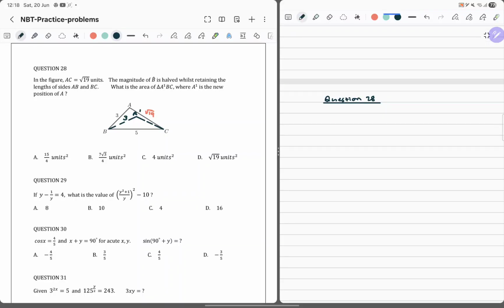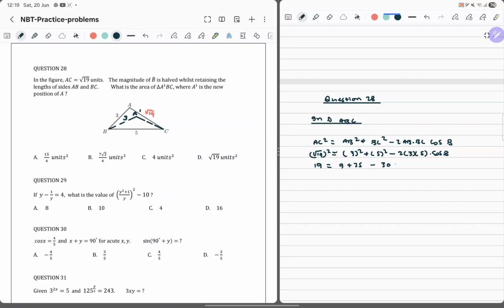Let's start properly. We know that in triangle ABC, AC squared is going to be equal to AB squared plus BC squared minus 2 AB times BC cos of B. Now this is root 19 squared equal to 3 squared plus 5 squared minus 2 into 3 into 5 cos of B. So this is 19 equals 9 plus 25 minus 2 times 15, that's 30 cos B.